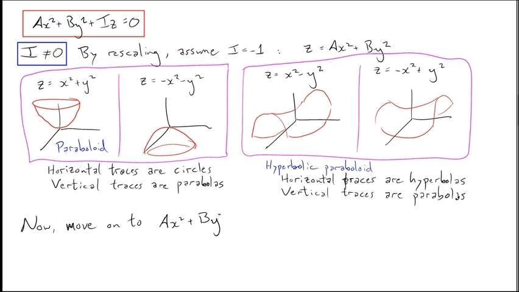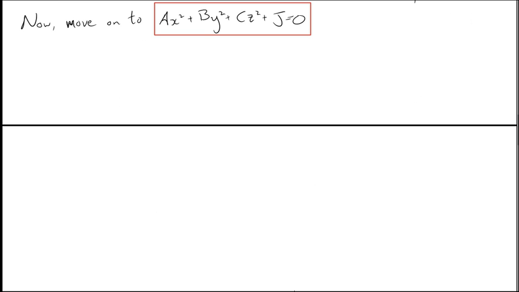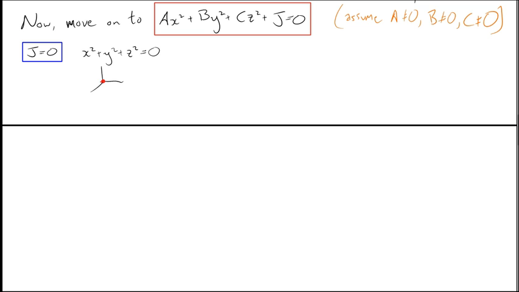Let's move on to the next equation here. Ax squared plus by squared plus cz squared plus j equals 0. We'll examine the possibilities thoroughly here. Let's start by assuming that a and b and c are all not 0, because if one of them is 0, then the corresponding variable doesn't enter in. You're back in that generalized cylinder kind of situation.